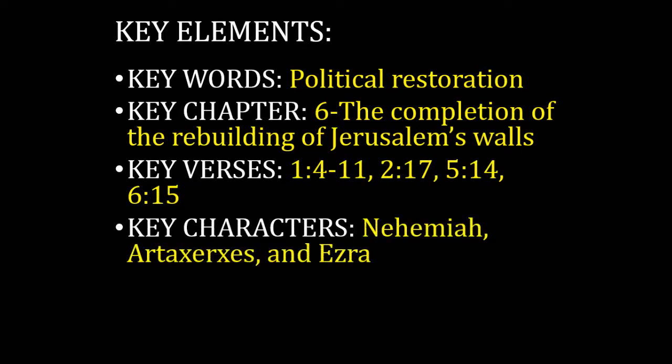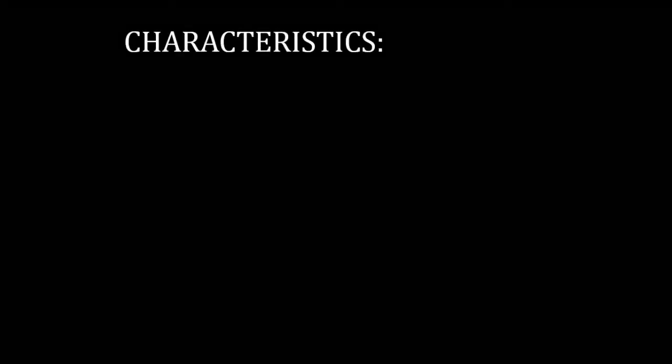The key characters: Nehemiah, Artaxerxes, and Ezra. And again, Cyrus was the one who gave the decree to allow the first return. Artaxerxes was the one who gave the decree for the second and the third return. And the geography: Persia and Palestine.